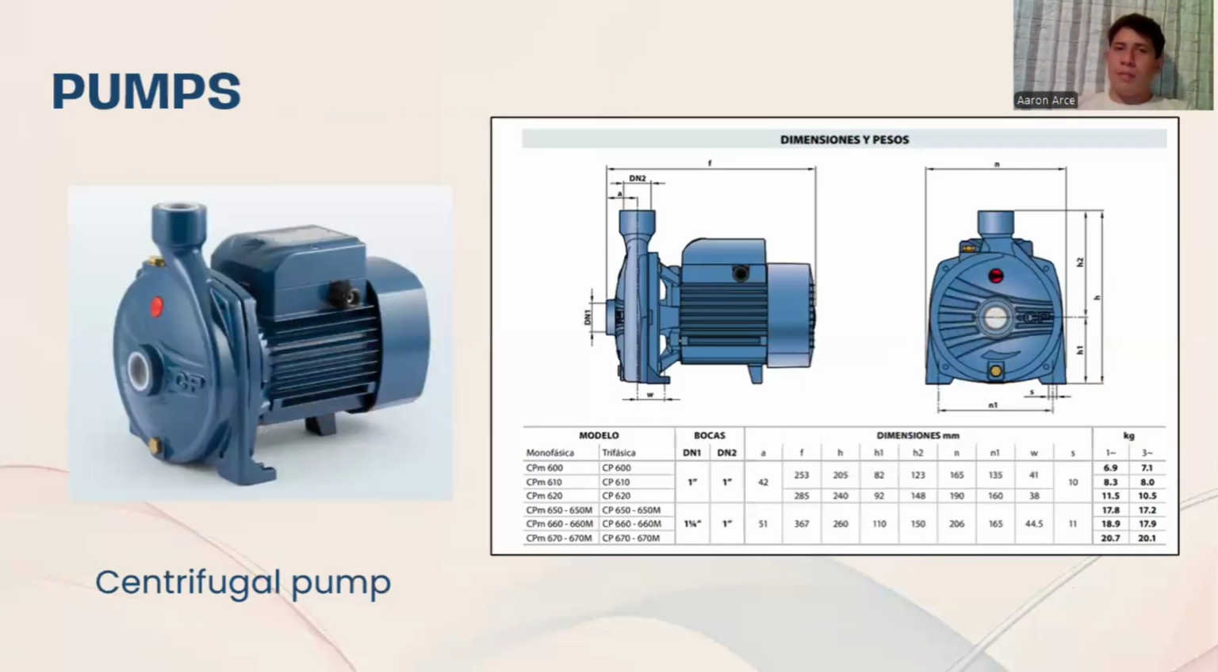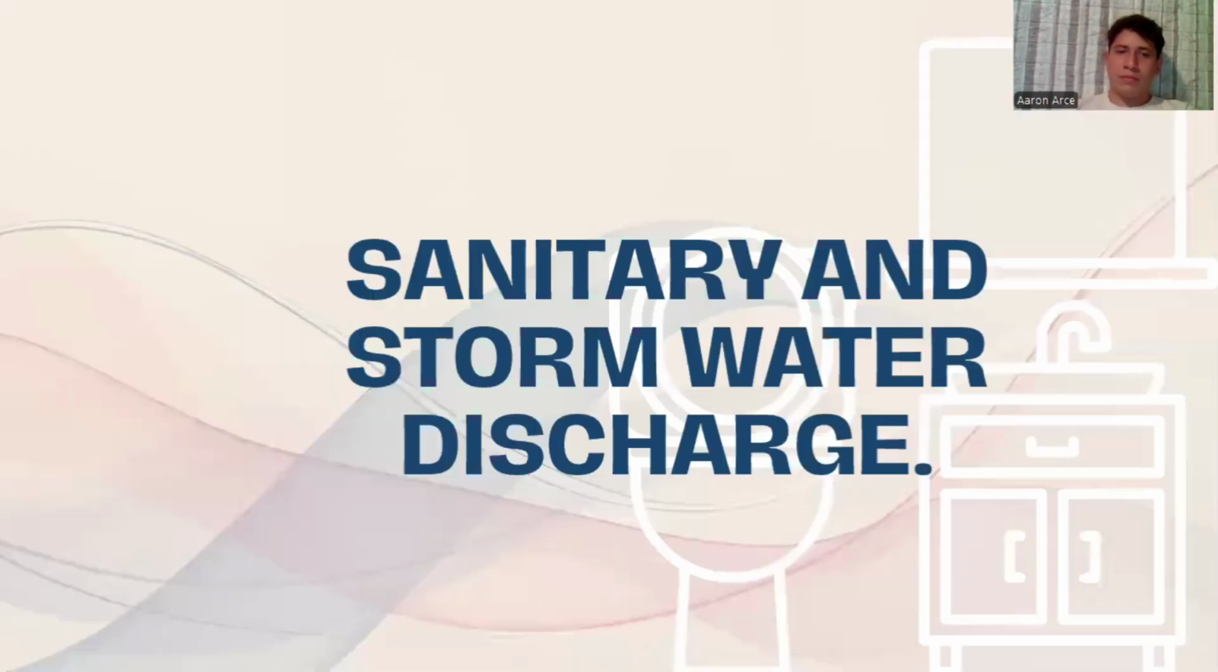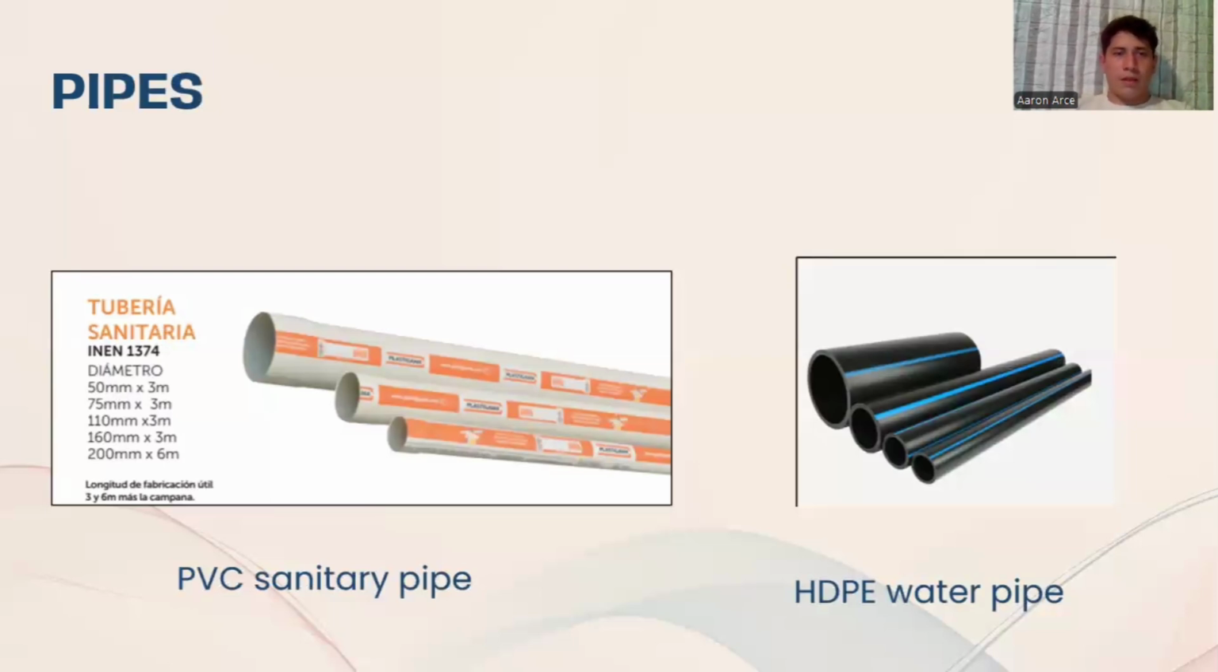Pumps. Pumps are the most important element in the water system. However, centrifugal pumps are mechanical devices used to transport liquids, converting the kinetic energy of the motor into flow energy. It's designed from stainless steel, cast iron, and bronze impellers. In the sanitary and stormwater discharge, we have pipes of PVC and HDPE.